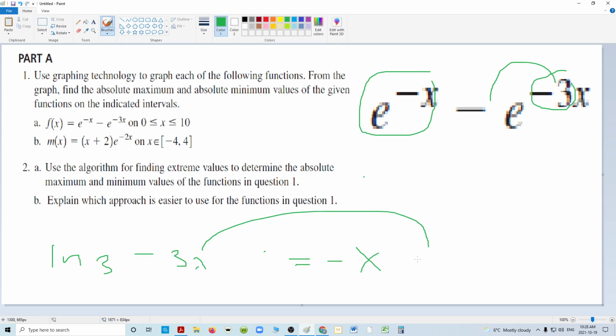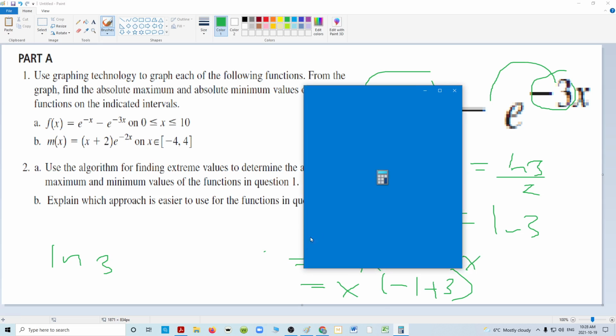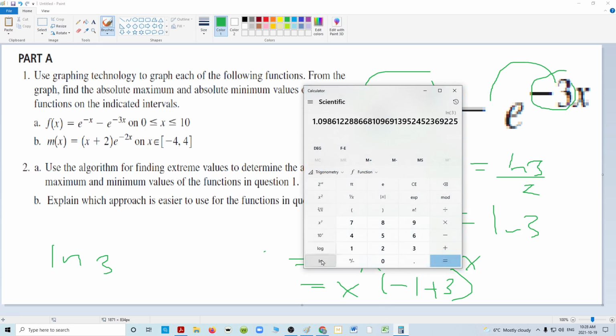I'm going to get the x to this side now. There was my problem. I think I had minus 3x before. If I take an x out of it, I get minus 1 plus 3. There's my problem. I had minus 2 before, so it's actually plus 2. x is equal to ln 3. Therefore, x is equal to ln 3 over 2, and that will give me my x value of the max or the min. And there's my x value.